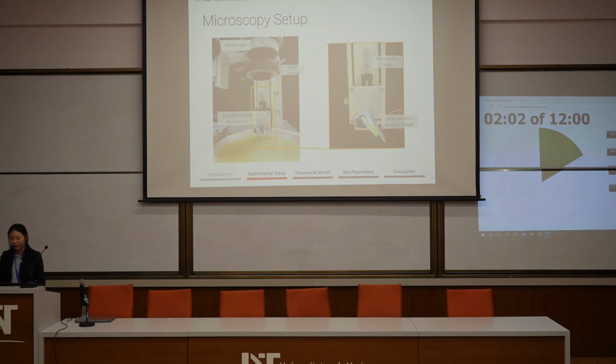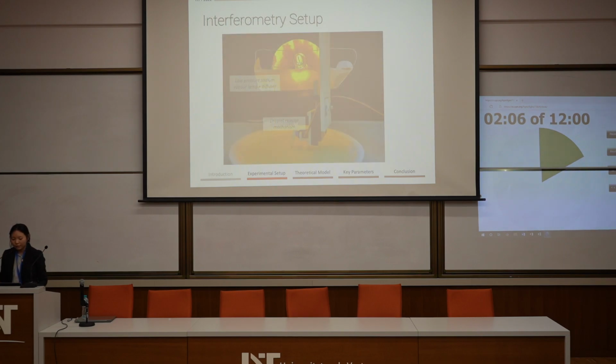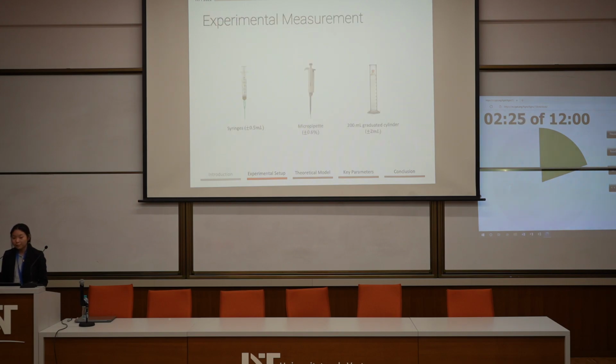We also have a diffraction setup in which we use a low pressure sodium vapor lamp and a diffuser to observe a monochromatic view of the droplet and the evolution of its thickness over time. In this case, we also use the droplet release mechanism as mentioned earlier. Some experimental measurements we use are syringes, micropipettes, and graduated cylinders for more controlled variables.